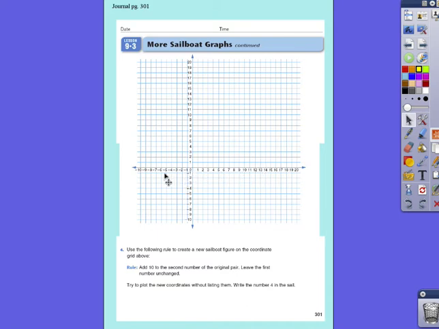Because remember, we always go left to right first. If our second number is negative, then we have to go down. Always remember still that you must move left to right first, then up and down.